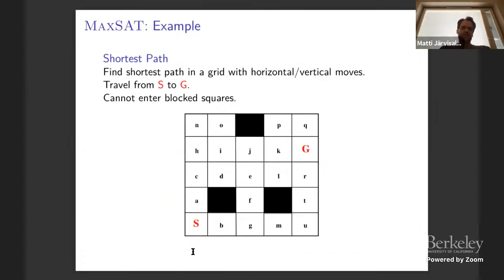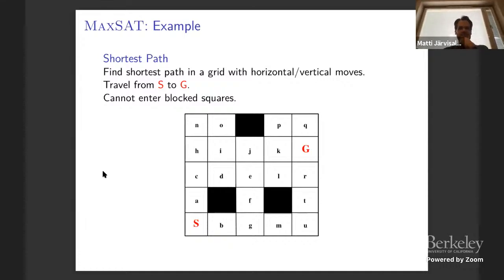So here's a neat example that we're going to use to illustrate all of the algorithms that we're going to talk about today. So pay attention. This is not to say that MaxSAT is a state of the art approach to finding shortest paths in grids. But this is just for illustrational purposes, because it's nicer to have something concrete to illustrate algorithms on rather than just clauses. Hopefully this will work out well for you as well.